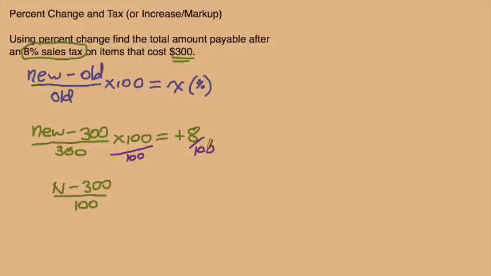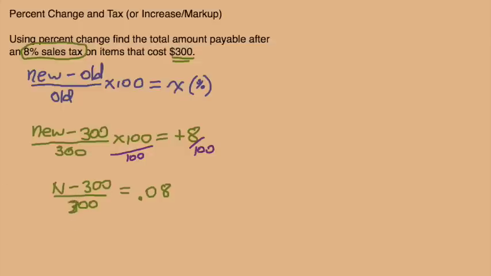Now when you divide both sides, it has nothing to do with this piece because this is all multiplication. If you divide, it just cancels the 100s here. It doesn't affect this part over here. So this will equal 0.08. Oops, that's supposed to be a 300 down here. There we go.